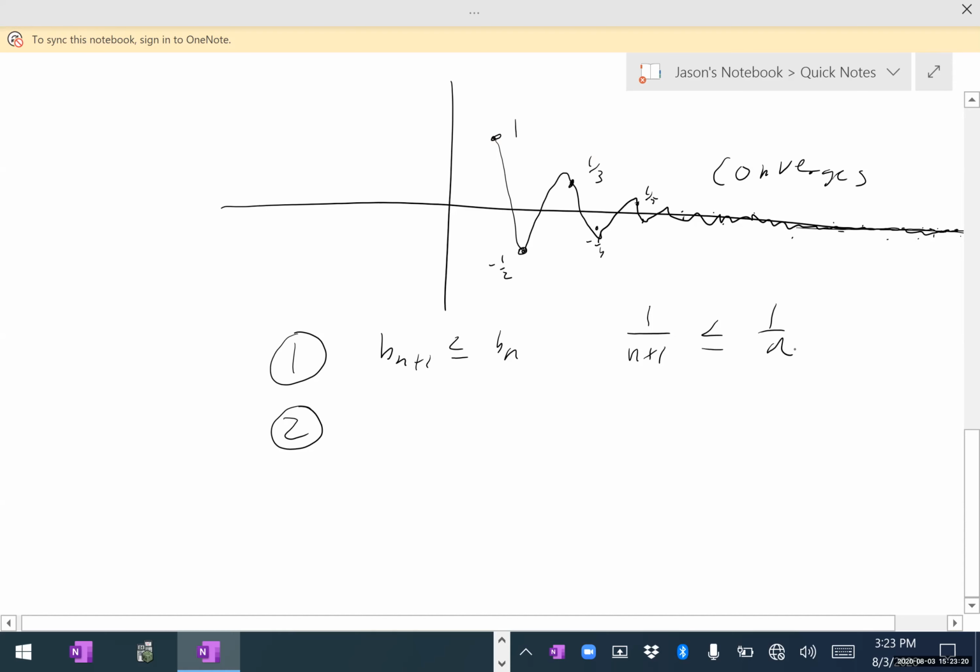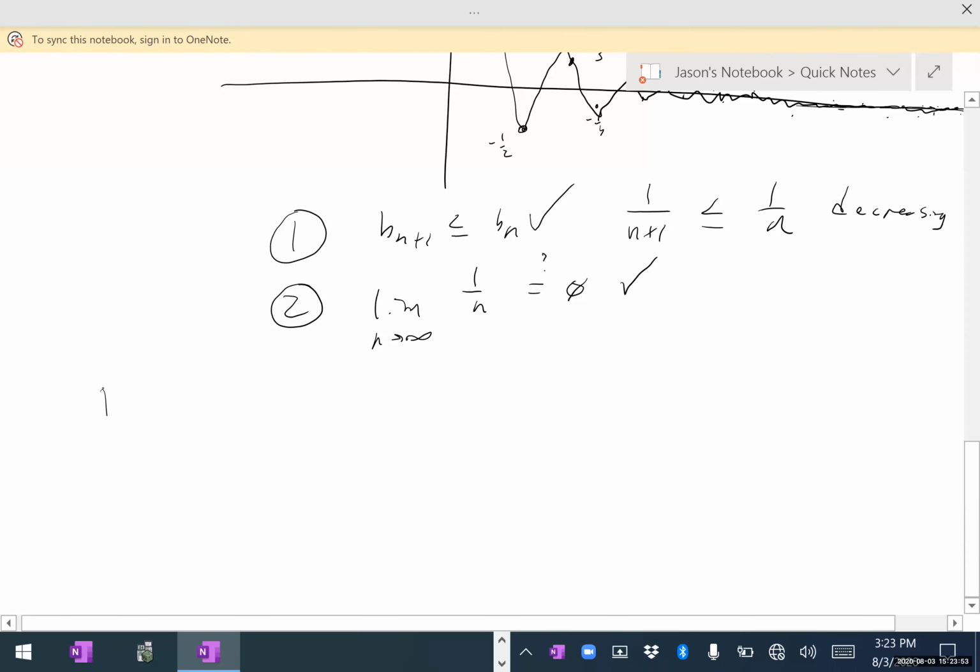Is that true? Well, yeah, isn't 1/2 less than 1? Isn't 1/3 less than that? The terms are always decreasing. Now, what about the limit? Does the limit as n goes to infinity of 1 over n equal 0? Yes, it equals 0. The terms get closer and closer to 0, and they just keep bouncing back and forth on the line. So it satisfies not only the first condition, but the second one.